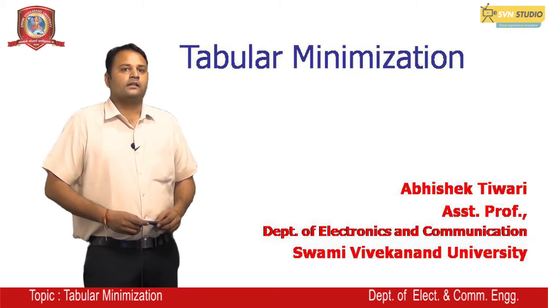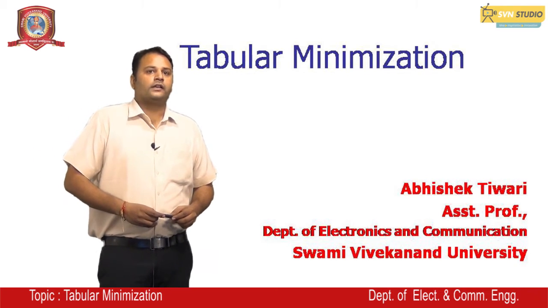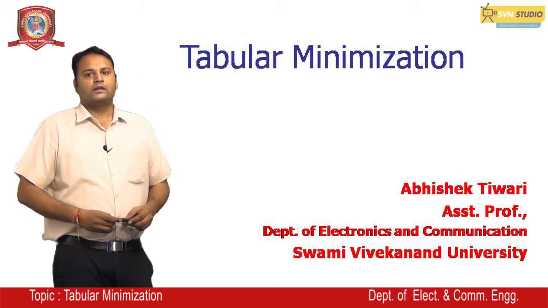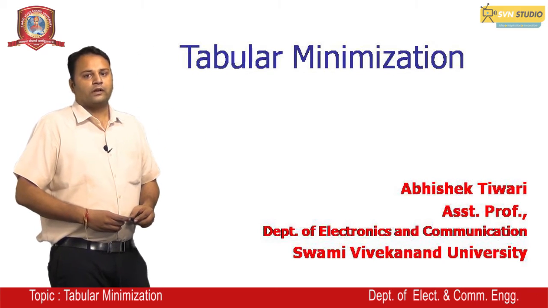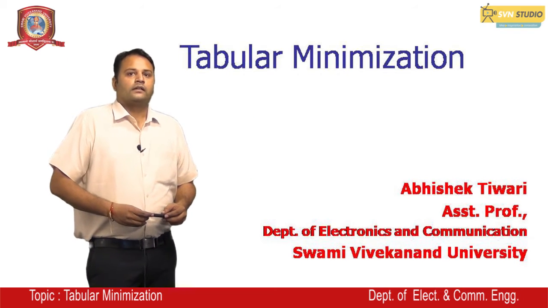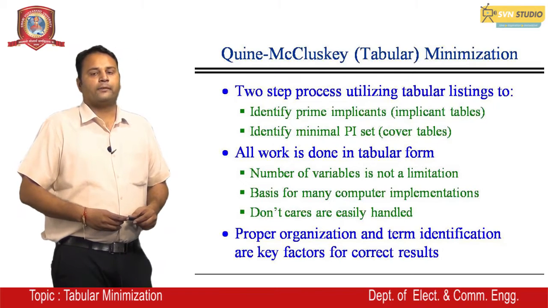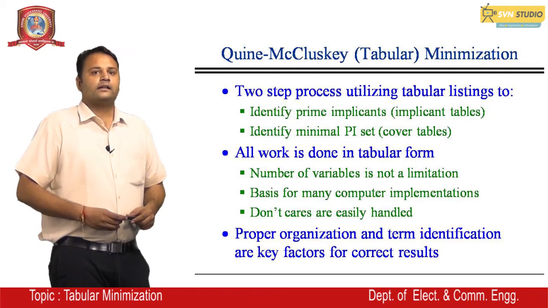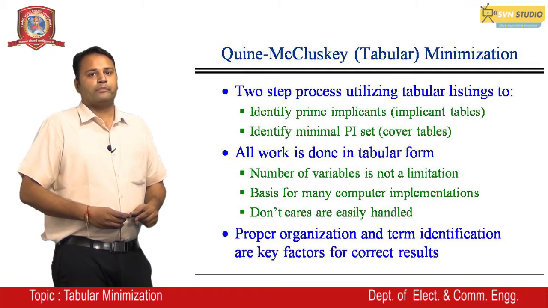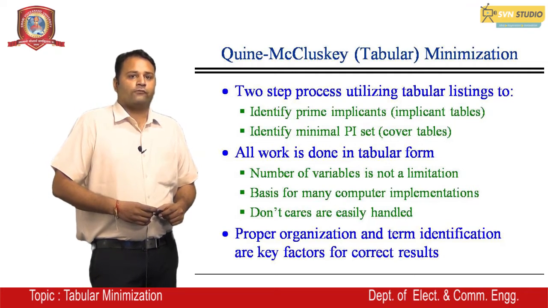Today we are discussing a second simplification method of Boolean algebra, the Kuhn-McCloskey method. It is also called the tabular method. It has a two-step process utilizing tabular listing: first, identify prime implicants, and second, identify minimum PI sets. All work is done in this tabular form.